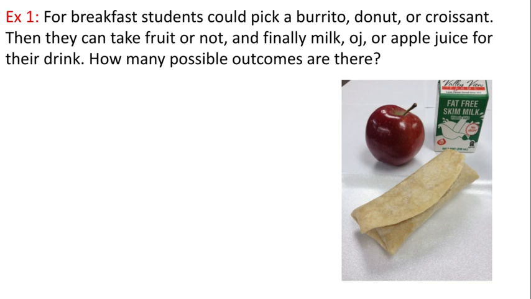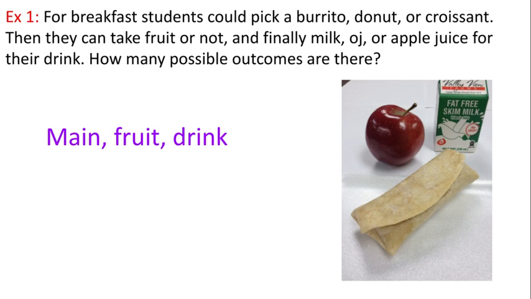Here's the first example. For breakfast, students could pick a burrito, a donut, or croissant. Then they can take fruit or not. And finally, they get to pick milk, orange juice, or apple juice for their drink. How many possible outcomes are there? I could make a tree. I could make a list and then count them all up. But the problem doesn't want the sample space. It's just asking how many are there, how many possibilities. So I just have to multiply.